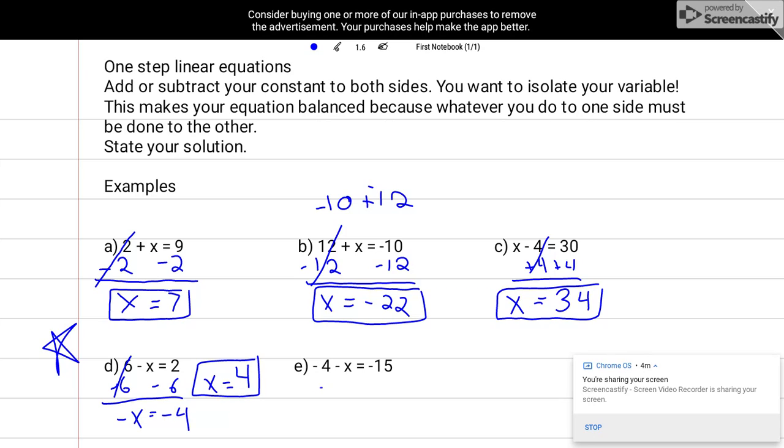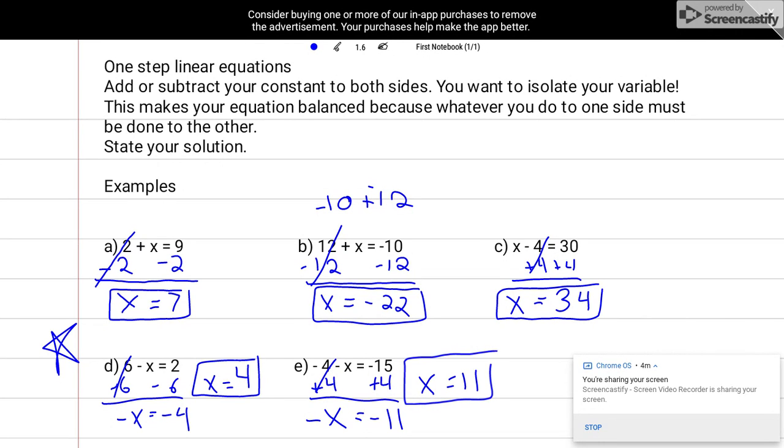So I'm going to add negative 4 to both sides. And I'm left with a negative x equals negative 15 plus 4 is going to give me a negative 11. But I can't have that. I have to switch the signs on both sides. So it's going to be x equals positive 11.